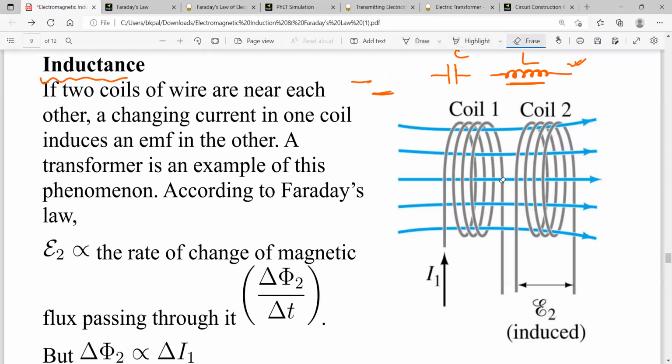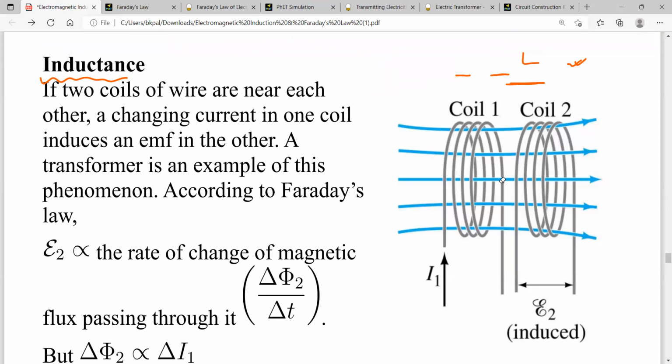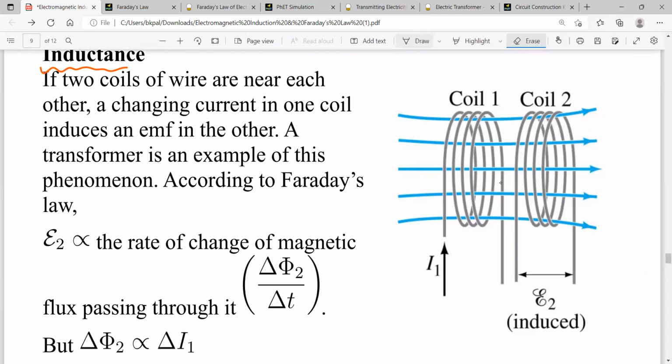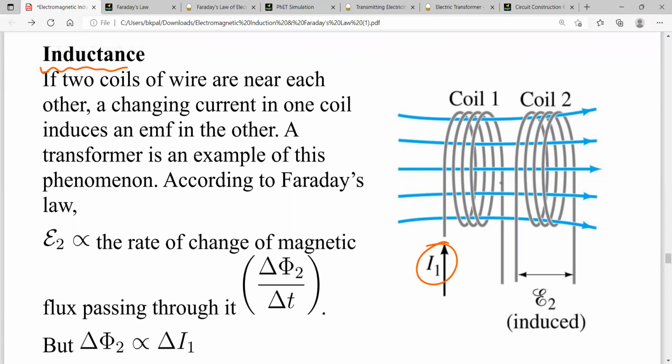To understand this, let's say we have two coils, coil 1 and coil 2, similar to the diagram shown on the right hand side. Let's say there is a current in the first coil. If it is a DC current, there will be a magnetic field but no change in the magnetic field.